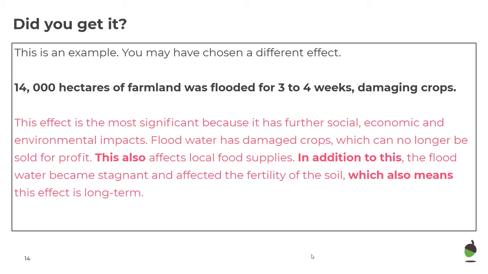The one that I chose was 14,000 hectares of farmland was flooded for 3 to 4 weeks, damaging crops. And this is my reasoning. This effect is the most significant because it has further social, economic and environmental impacts. Floodwater has damaged crops, which can no longer be sold for profit. This also affects local food supplies. In addition to this, the floodwater became stagnant and affected the fertility of the soil, which also means this effect is long-term. So that was my reasoning.